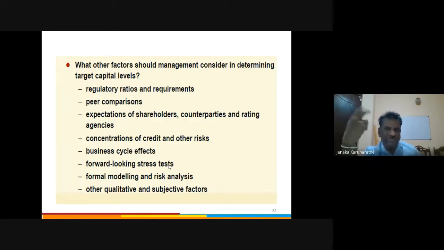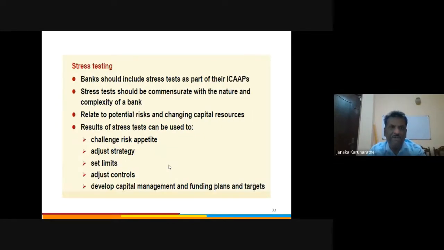So when you do the stress test, which we discussed earlier, you see what areas you are really subject to high risk. Then formal modeling and risk analysis. These two are parallel: stress test, modeling, and looking at the risk. Then other quantitative and subjective factors. There are qualitative and subjective factors, many other factors which you feel would end up with particular risks. Once you factor those into account, you can determine the right capital level.